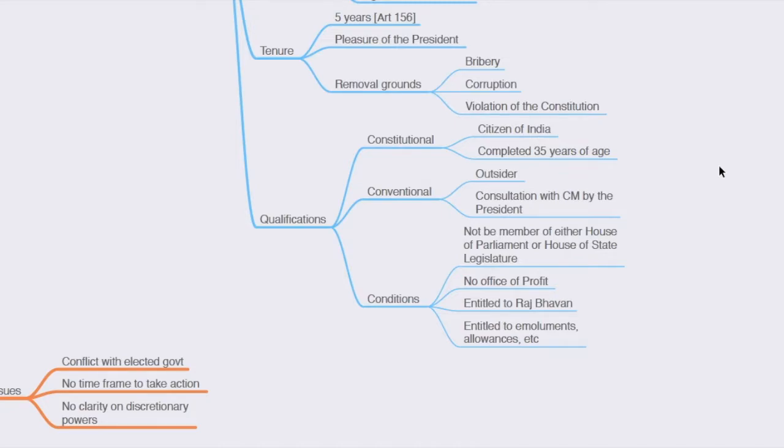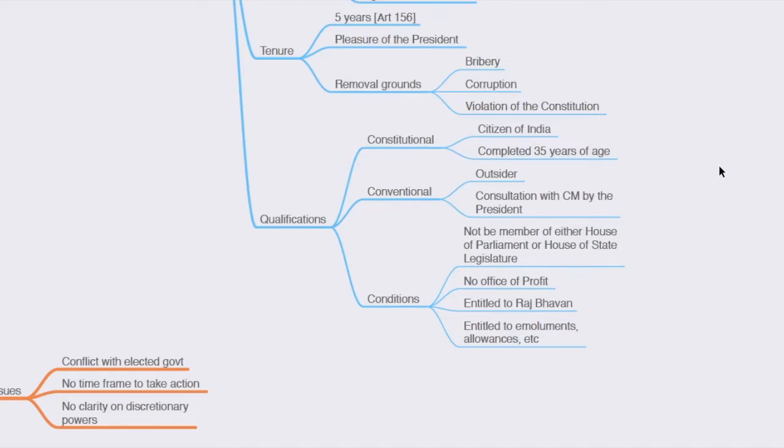The constitutional qualification is that the governor should be a citizen of India and must have completed 35 years of age. There are some conventions also. The governor should always be an outsider, so as to stay away from local politics, and he must be appointed by the president in consultation with the chief minister. Some other conditions are that he must not be a member of any house of the parliament or of the state legislature. If he is appointed as governor and is a current member, he has to vacate that seat before accepting the appointment as governor.